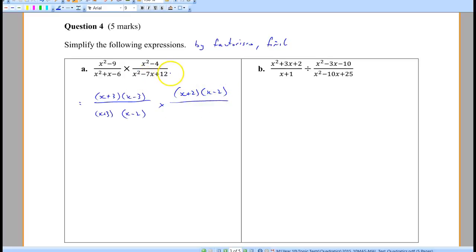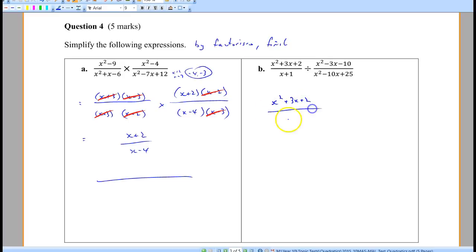What's this one here? Multiplies to 12, adds to minus 7. That's going to be minus 4 and minus 3, is it not? Minus 4, minus 3. Get out the red pen. Plus 3, plus 3: wipe out all the pairs of common factors, one top, one bottom. I'm now left with x plus 2 over x minus 4, and I have simplified.